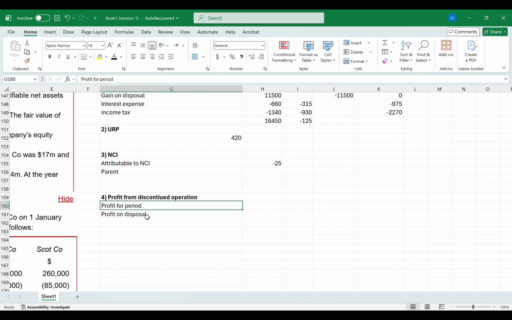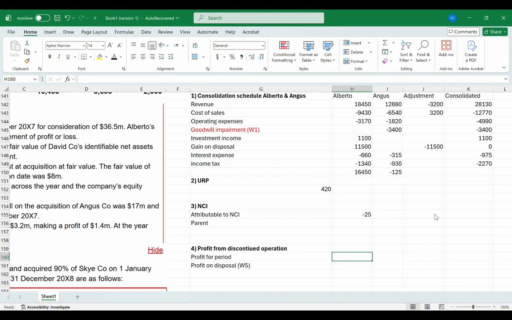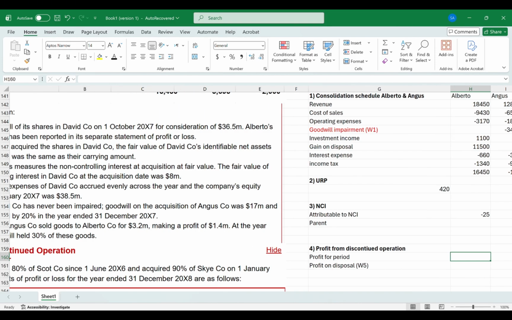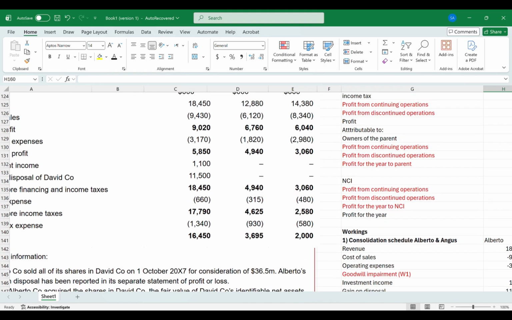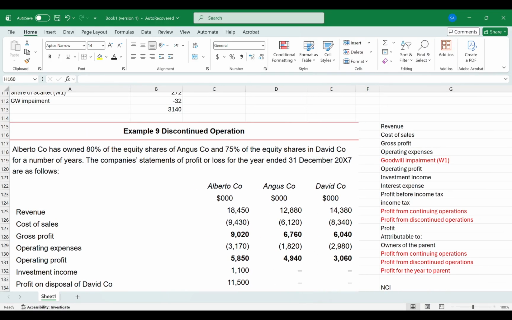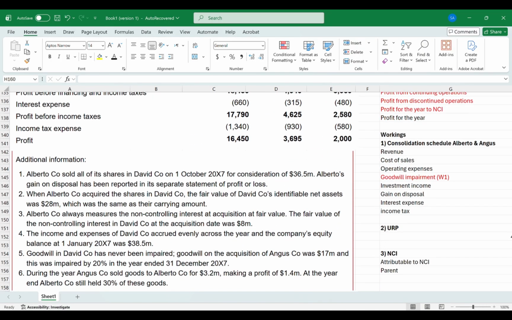So for this we have a separate working 5. So the profit for the period, this is for discontinued operation. Here, if you see, we have 2 million profit, but you have to see for how many months. Year end is 31st.